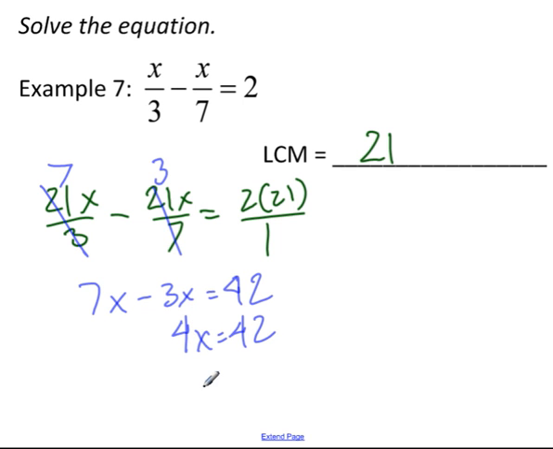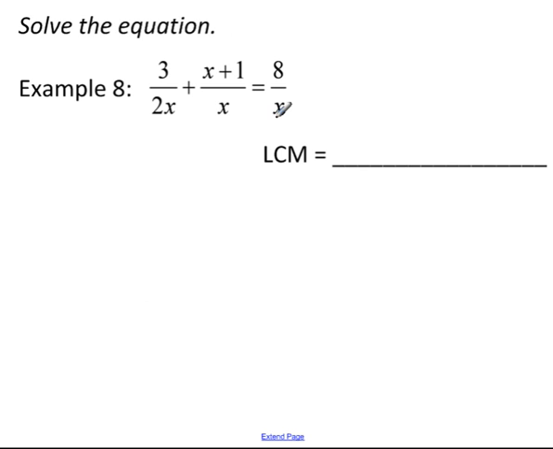And now it's just a matter of solving. You divide that by 4. And what's that going to be? 21 over 2 for our final answer there. Good to know. 21 over 2 divided by 3 minus 21 over 2 divided by 7 somehow comes out to be 2. Alright. So LCM here.